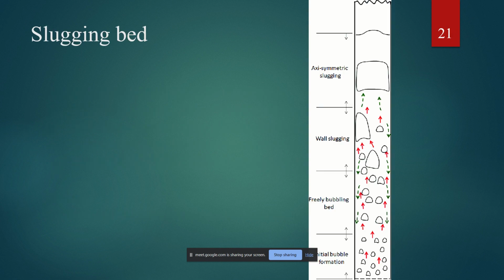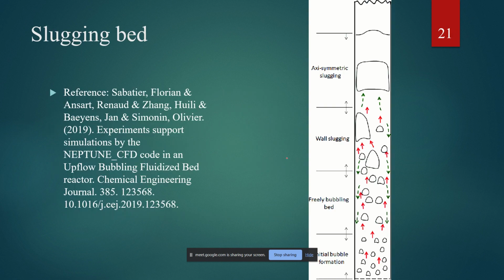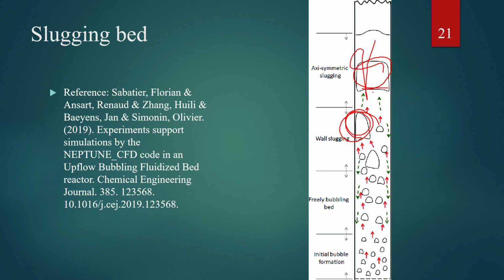So yeah, this is an image representing this. Initial bubble formations are very small. With a freely bubbling bed, they grow in size, and as you can see, they are occupying some space across the bed. And here the wall effect is predominating, so wall slugging takes place, where the walls influence the bubble formation and bubble size. And this is axisymmetric slugging, where we can see it is equal on this and that side.